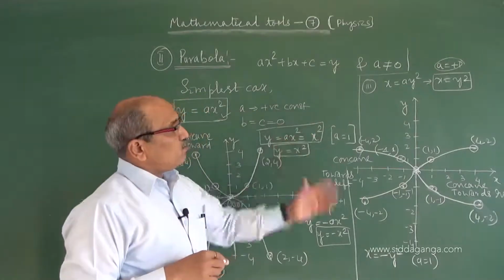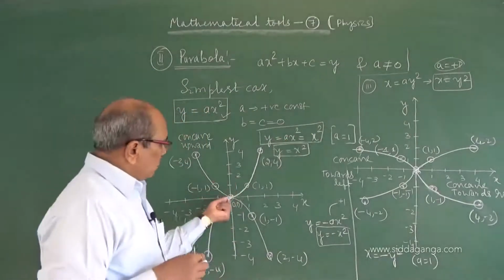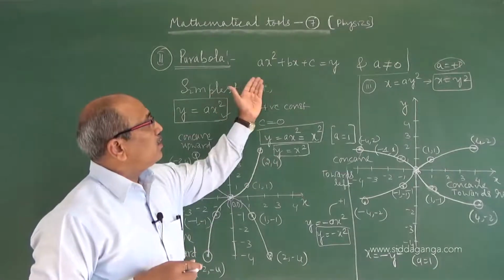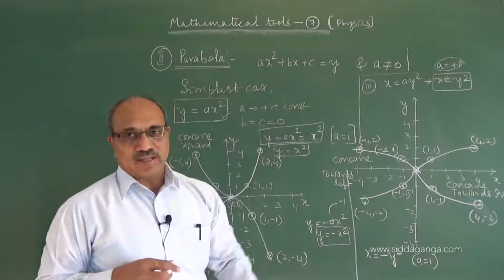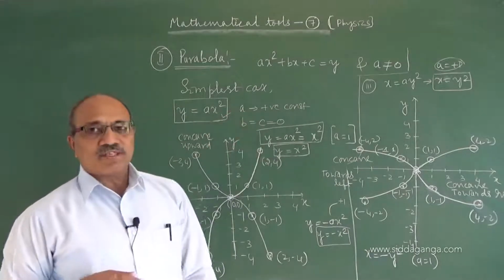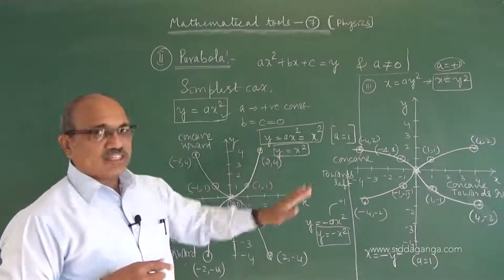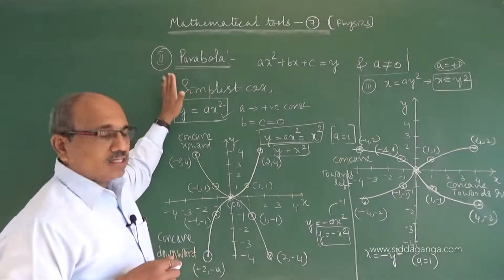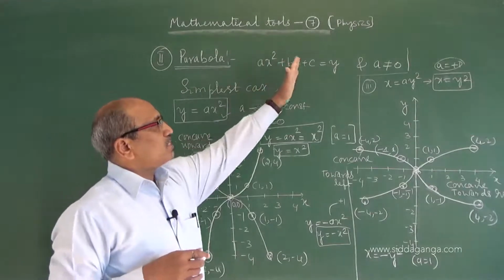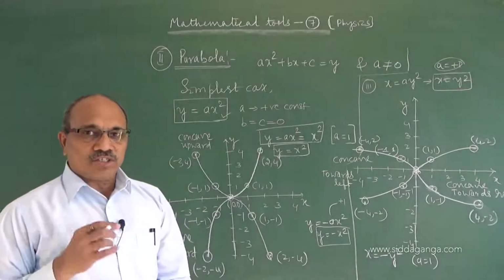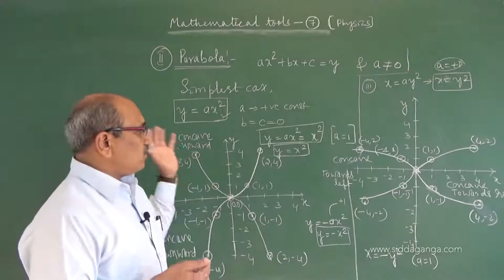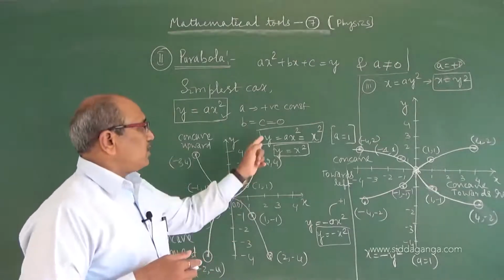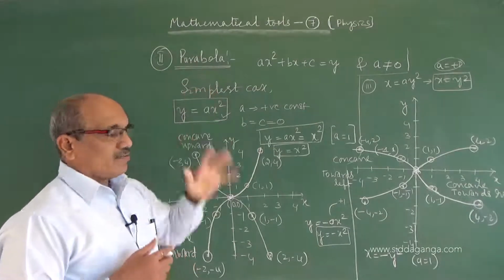So if you extend it, what happens? The vertex may shift, but the parabola shape is not changing even if you take ax square plus bx plus c equal to y. I will go through one or two examples of that type before going to the next part. First, we take the equation ax square plus bx plus c equal to y with a not equal to 0. Geometrically, if you draw the graph, the shape that we get is called a parabola.